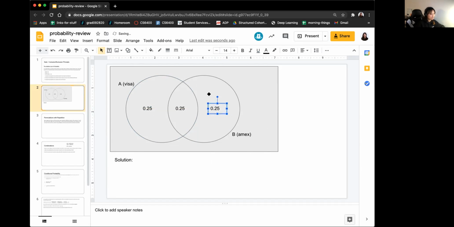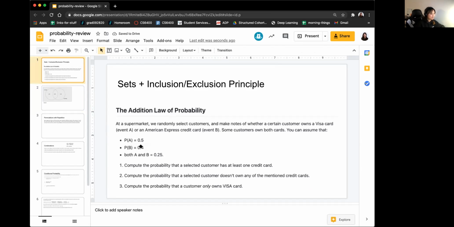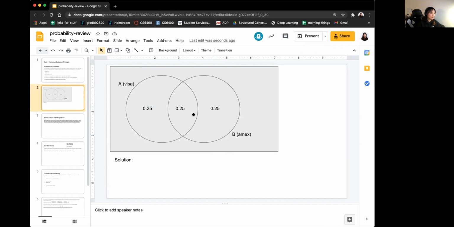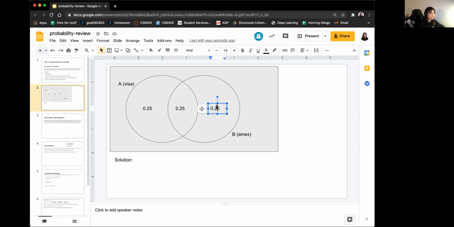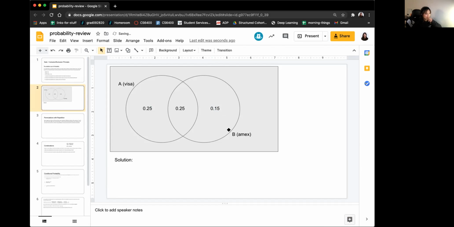instead of 0.25, we can just take that circle B should be 0.4. So what's 0.4 minus 0.25? We have 0.15. So we filled up this whole middle section.